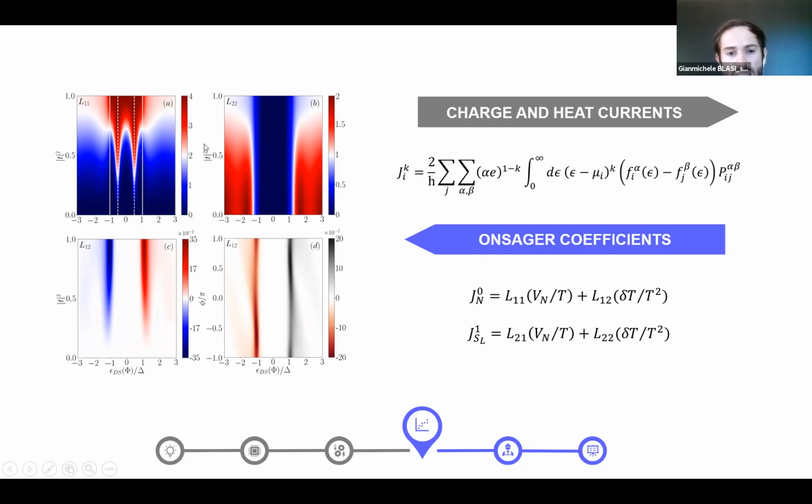These are represented here in terms of a density plot as a function of the Doppler shift energy and this parameter, the square, which is just a parameter describing the coupling of the probe with the helical edge states of the topological insulator. Here, L11 and L22 are just proportional to the charge and the thermal conductances.